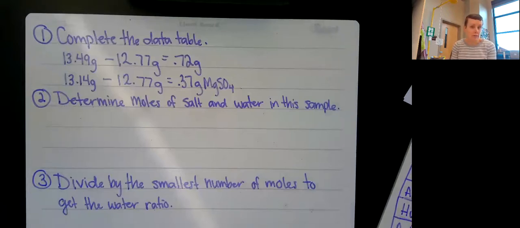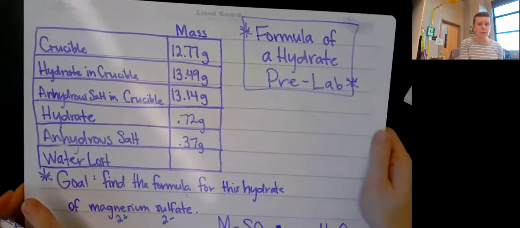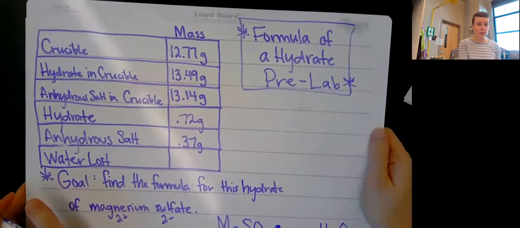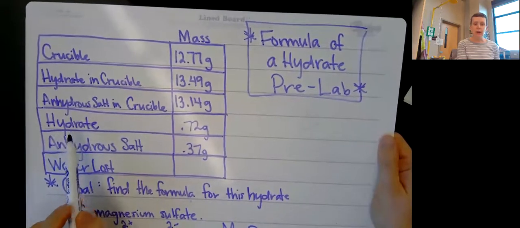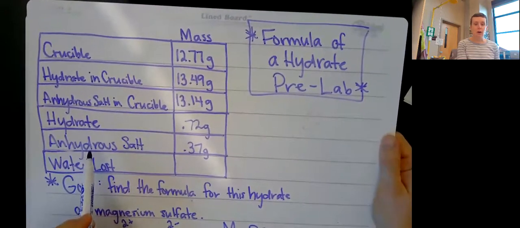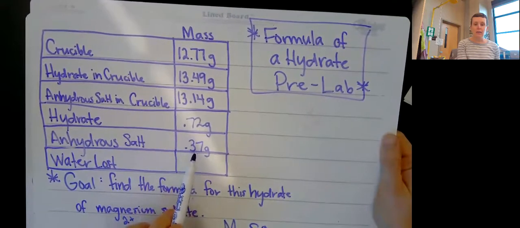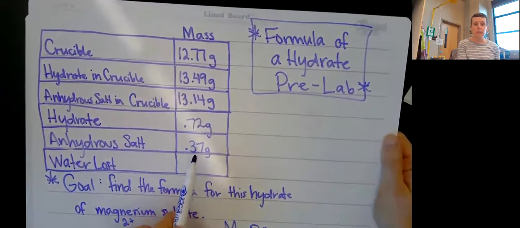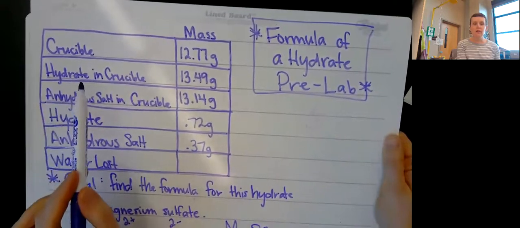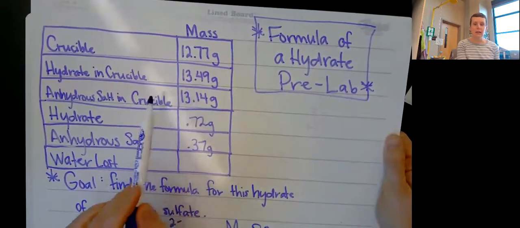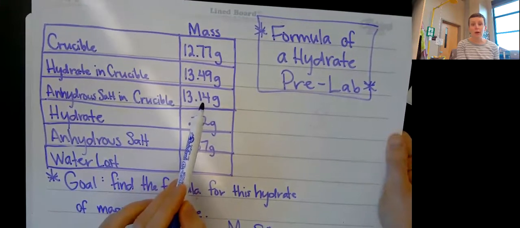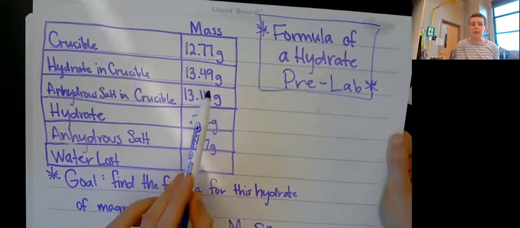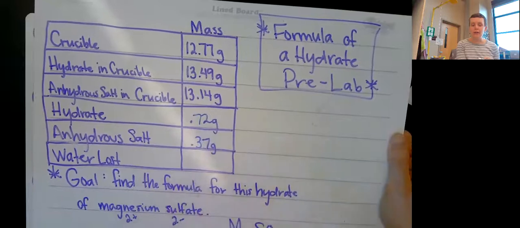The water lost. How much did that weigh? Well, remember, we heated it to get rid of the water. So there's two different ways we could do this. One, hydrate means with the water, anhydrous means without the water. We lost mass. The mass that we lost is the water. Similarly, when we had the hydrate in the crucible, we heated it, it got lighter, anhydrous salt in the crucible. The reason it got lighter is because the water went away. So we could subtract these two numbers. Either way, you're going to get the same answer.